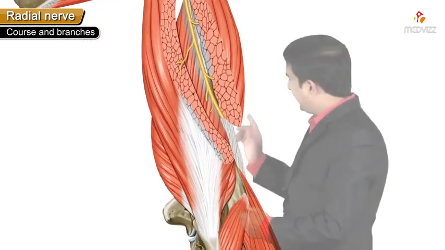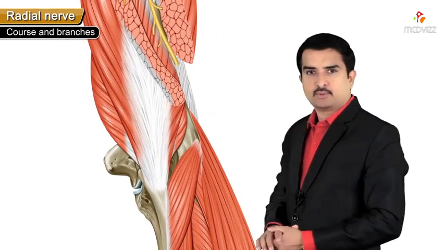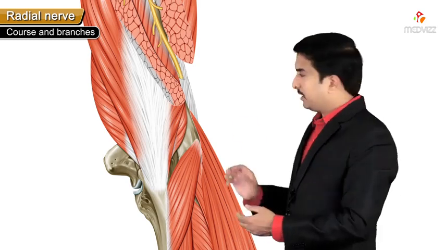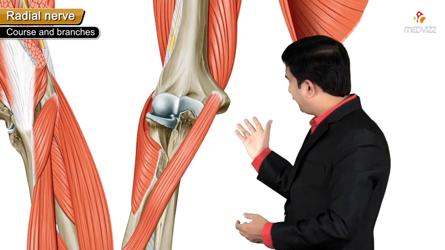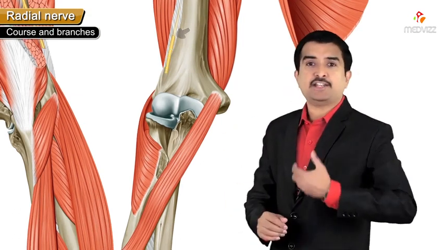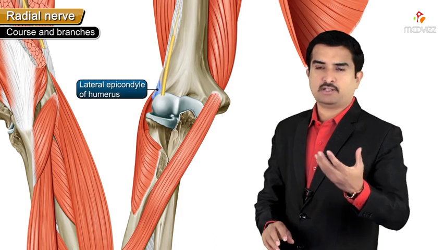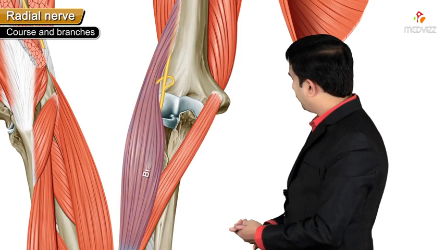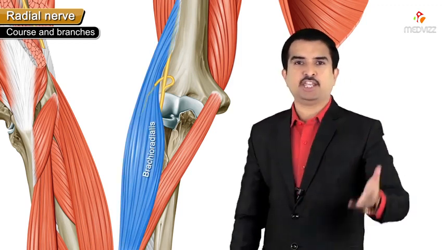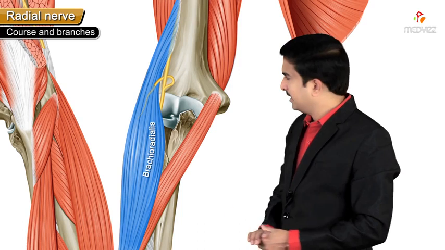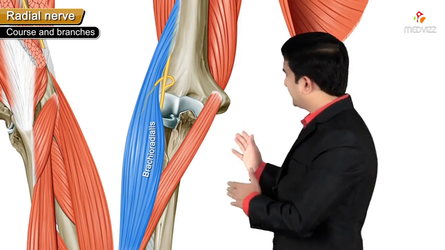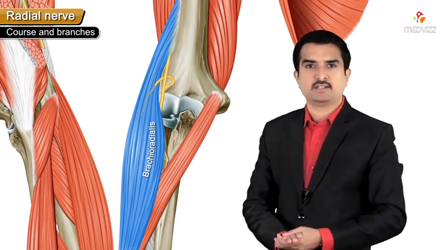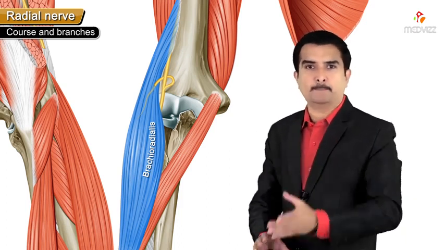Now it leaves the spiral groove, right? We can see the course here very clearly, or we can say the radial groove. As it descends, the nerve finally emerges at the anterior aspect of the lateral epicondyle of the humerus, where it gives off a branch to the brachioradialis and supplies the brachioradialis muscle. Which means the brachioradialis muscle is supplied by a direct branch of the radial nerve, right? The branch is given off at the arm.